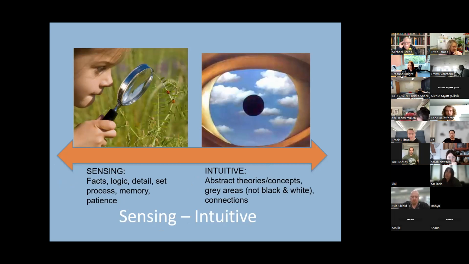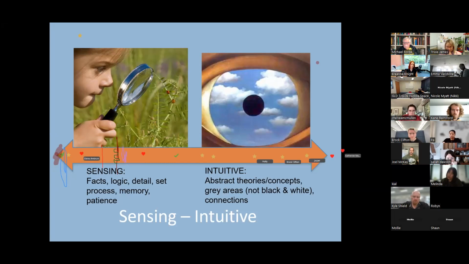We have sensing and intuitive. So this one, we're getting a bit more difficult to understand, but sensing people quite like facts, logical details, processes, those sorts of things. Intuitive people like abstract theories, concepts, gray areas, making those connections. So this one can be a bit hard to understand, but I'm definitely much more of an intuitive learner.